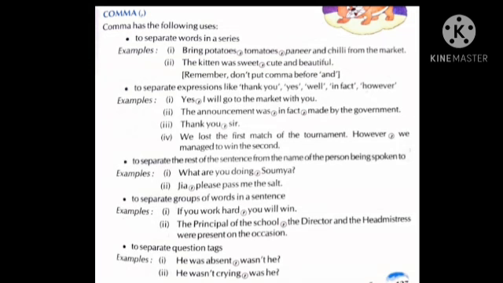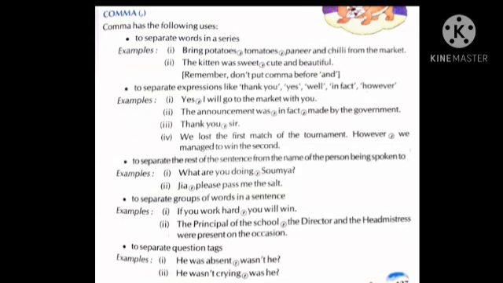So we have used a comma before Soumya, and after Jia we have used a comma to separate the rest of the sentence from the name of the person being spoken to. And the next is to separate groups of words in a sentence. If you work hard, you will win.